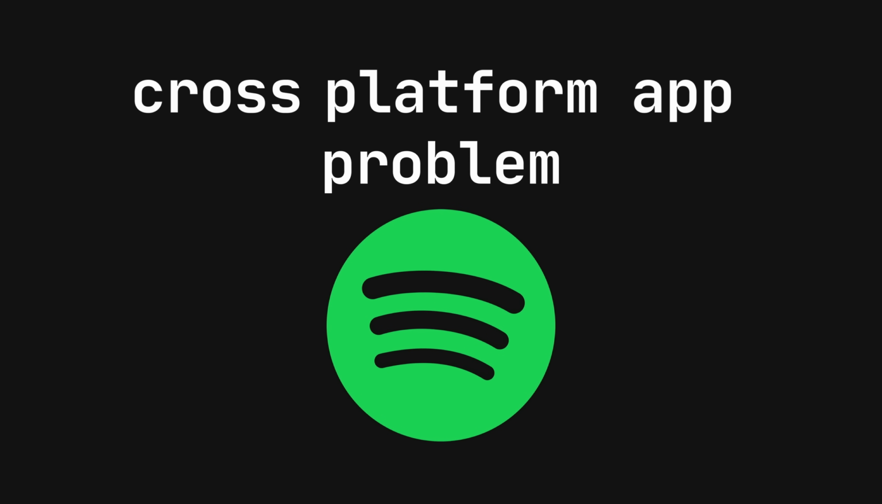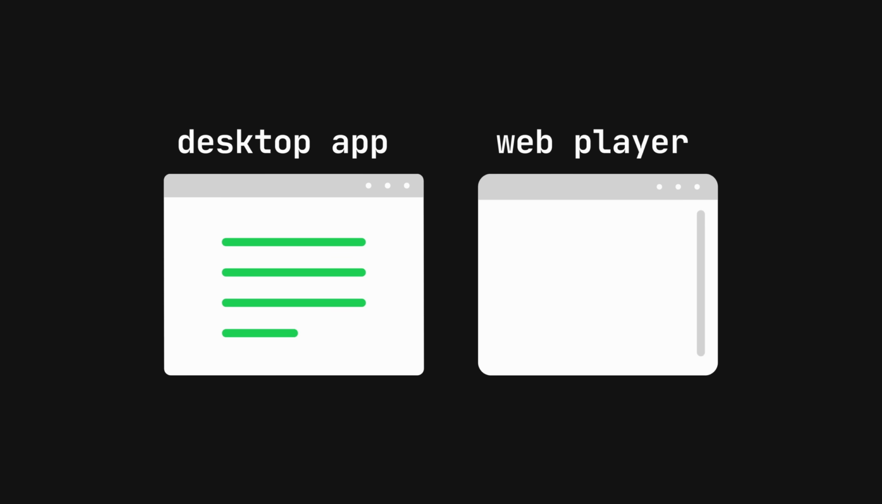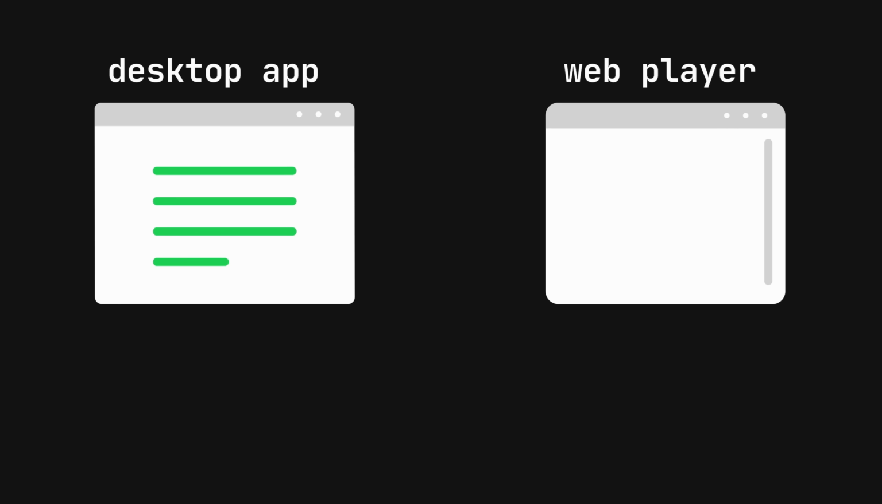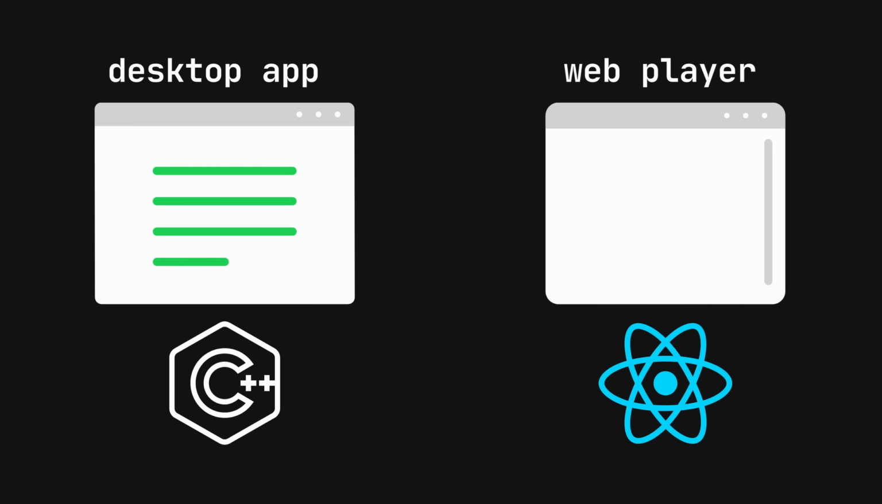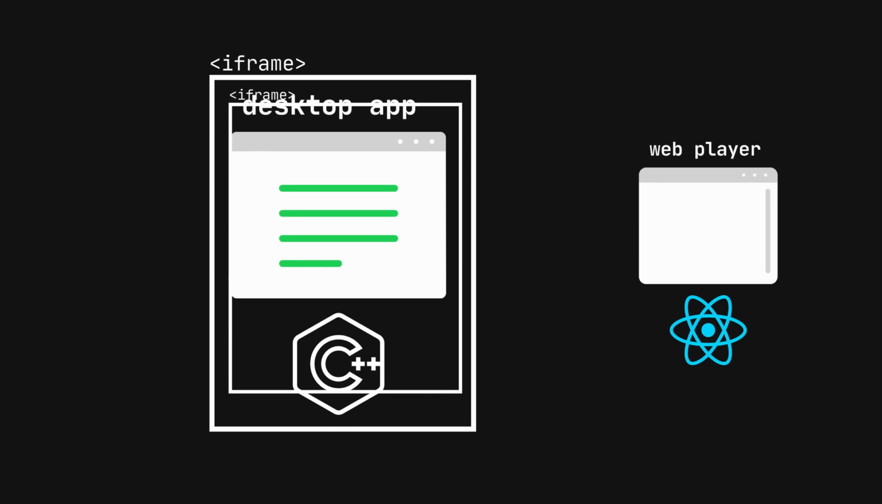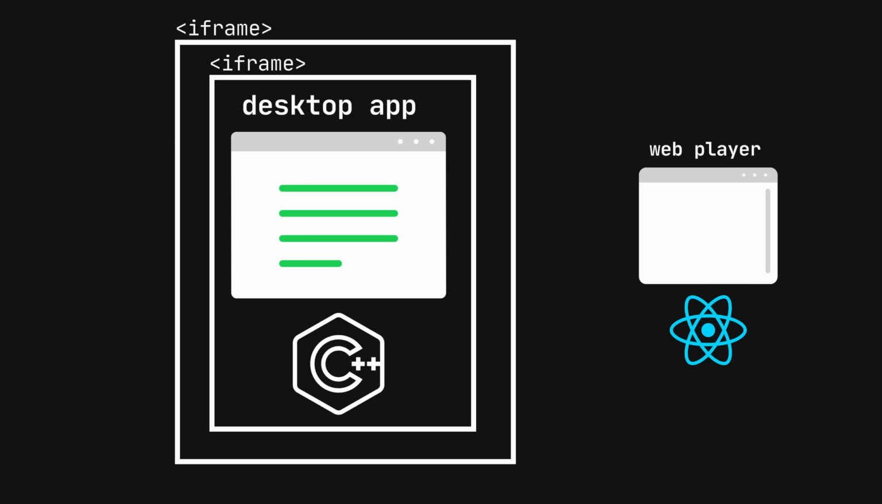Let me tell you a little story about how Spotify solved their cross-platform app problem. In 2018, Spotify had two very different applications. They had a full-feature desktop app and a lightweight web player. The web player was built with React. The desktop app was built with a variety of different technologies. It was a series of standalone apps running in iframes within the CEF, which is a C++ framework.